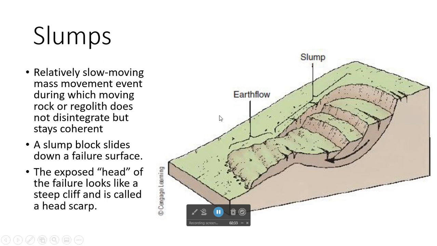Because it all stays together in one coherent mass, it exposes a head of failure that looks like a steep cliff. So where my cursor is moving right now, that would be what's known as a head scarp, which represents a steep cliff where the movement failed or occurred.